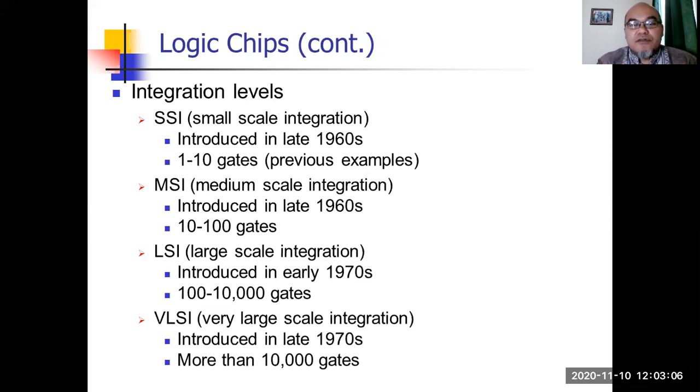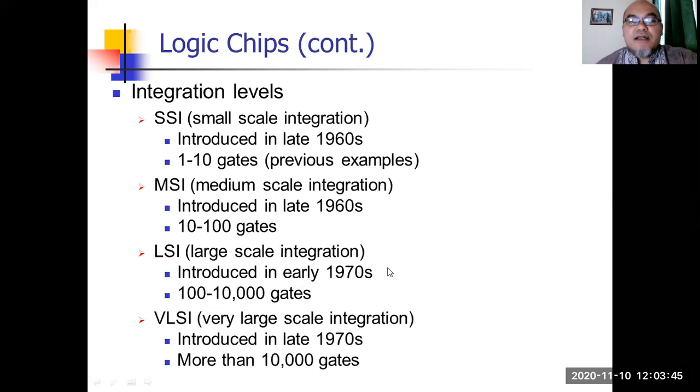So when you introduce more gates, more dense electronics within a single square area, then we call it medium scale integration, MSI. This was introduced in the late 1960s, and medium scale integration can contain 10 up to 100 gates. Then when you integrate more and more gates into the silicon wafer, from 100 to 10,000 gates, it becomes large scale integration.